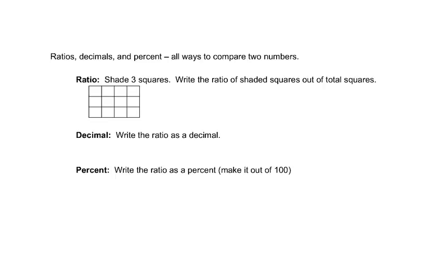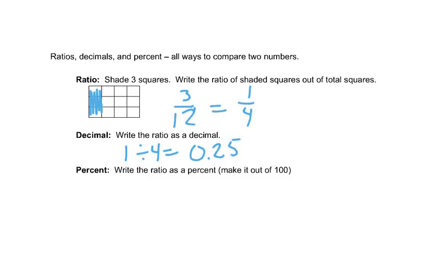Ratios, decimals, and percents are all ways to compare two numbers. If we shade 3 squares here, we can write the ratio of shaded squares out of the total number of squares, 3 out of 12, and we could reduce that to 1 out of 4. We can write this ratio as a decimal. We take 1 divided by 4 and we get 0.25, or you should just know that 1/4 is 0.25.